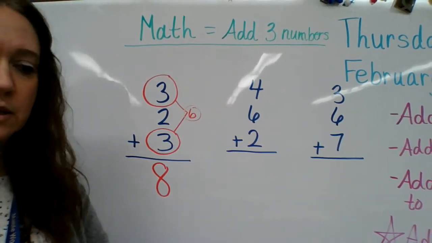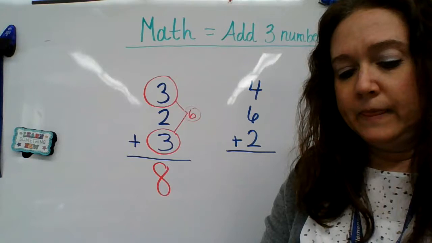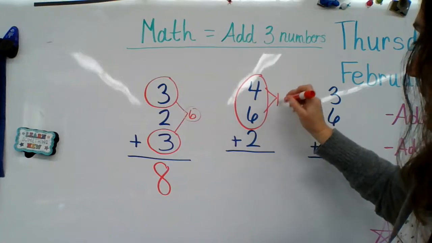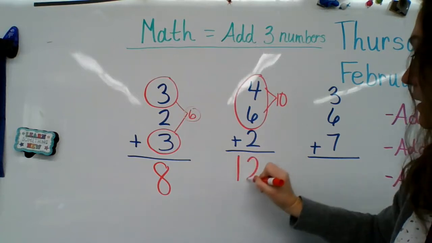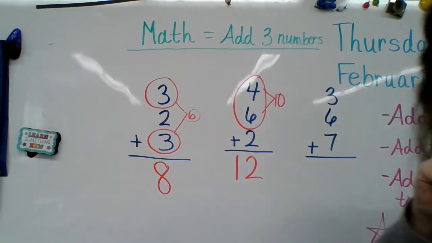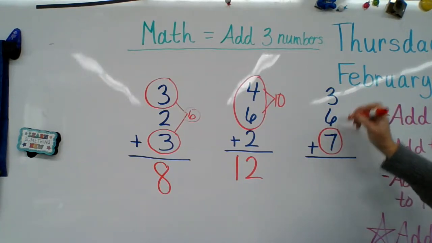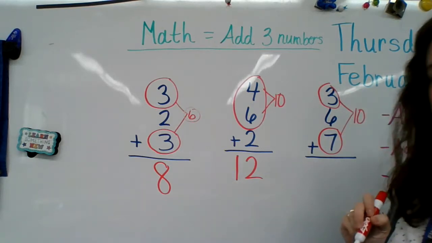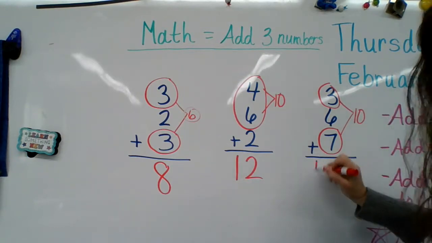What about 4 plus 6 plus 2? Oh, I see a way to make 10. I know. 4 plus 6 makes 10. So 10, 11, 12. Over here, 3 plus 6 plus 7. Oh, I know that 7 plus 3 makes 10. And 10 plus 6 makes 16.